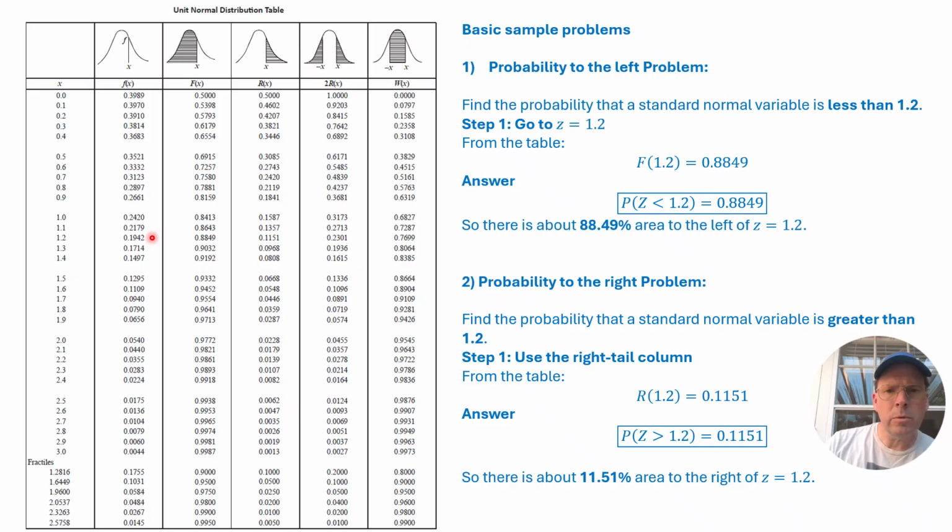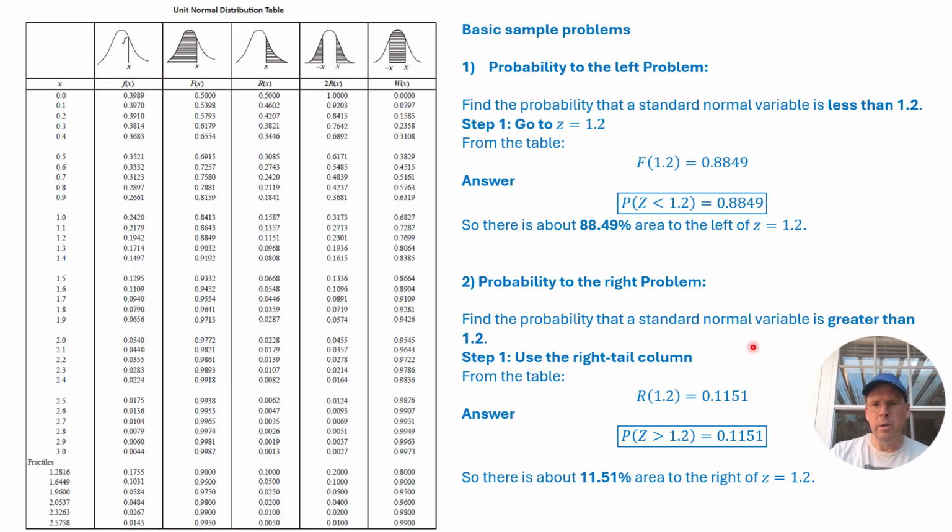So we're going to go over to 1.2, and here's our number, 0.8849. So we pull that from the table, and that's your answer. So there's 88.49% area to the left of Z at 1.2, and then probability to the right problem.